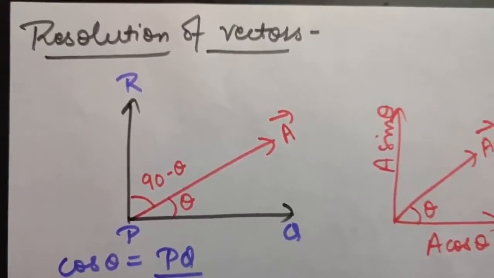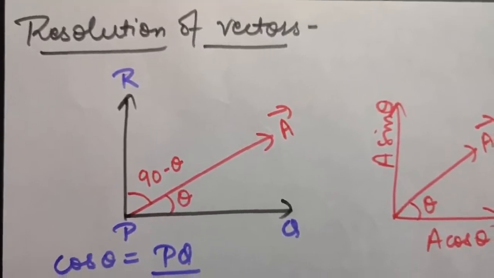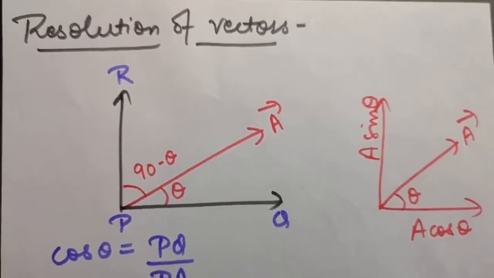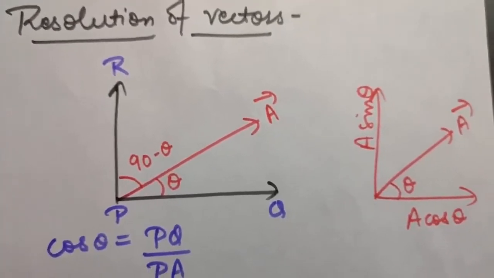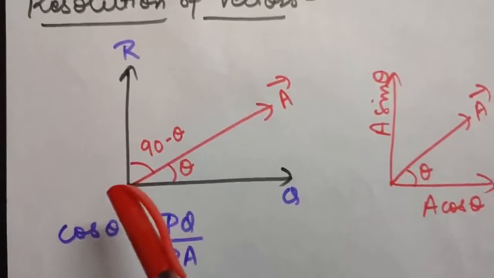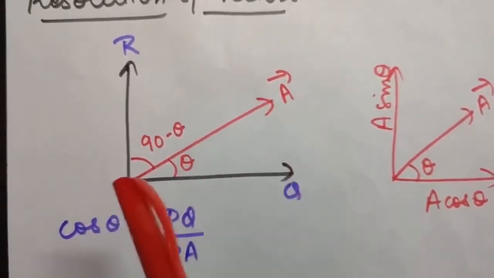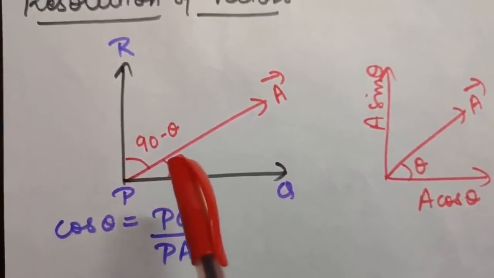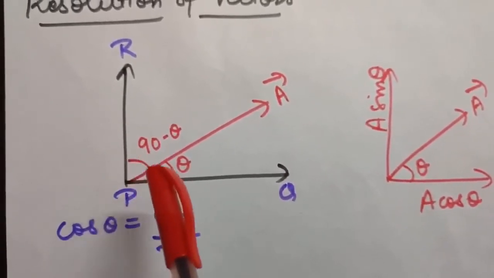Basically, resolution of a vector means when we divide a single vector into two components. That is, we are dividing a single vector into two component vectors. For example, suppose we have a vector A which is making an angle theta with axis PQ. If this is theta, you can easily say this will be 90 minus theta.